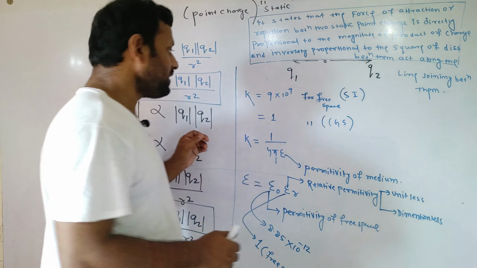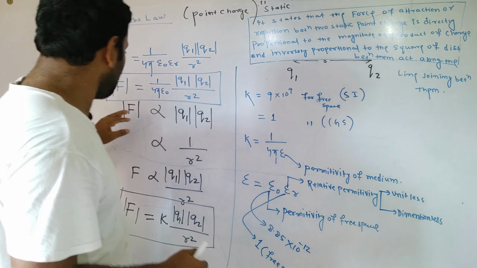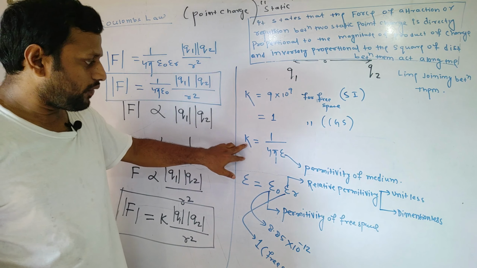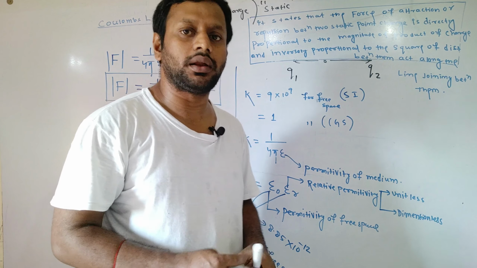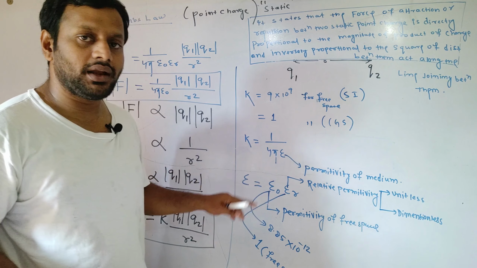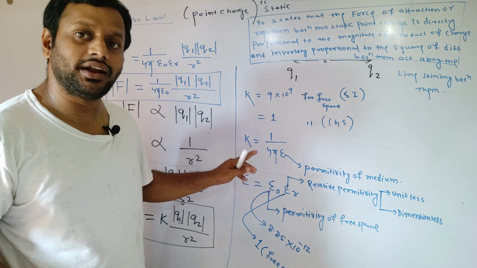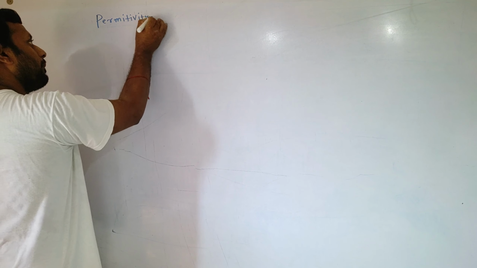Next, give the heading: the value, unit and dimension of K. Next my target is to define what permittivity is. Then I am going to define the unit and dimension of K and the unit and dimension of epsilon. Permittivity.